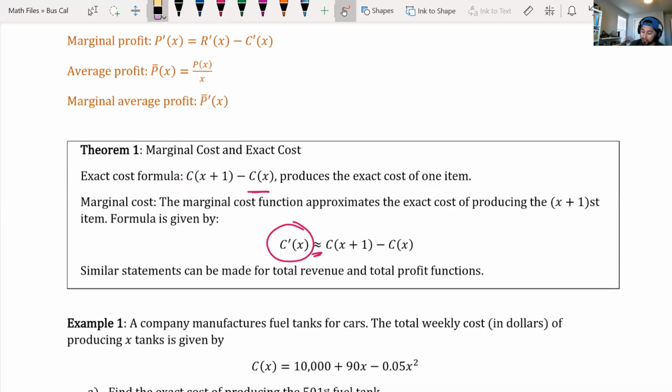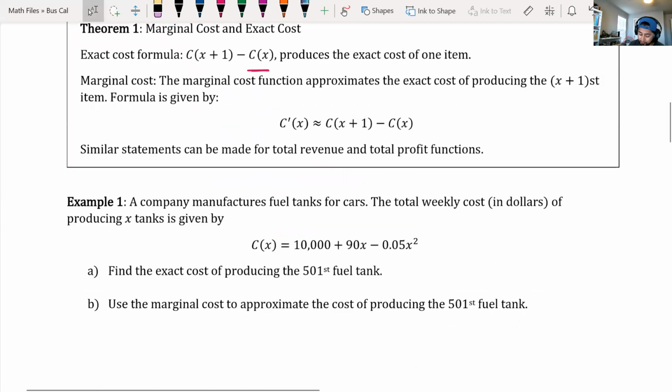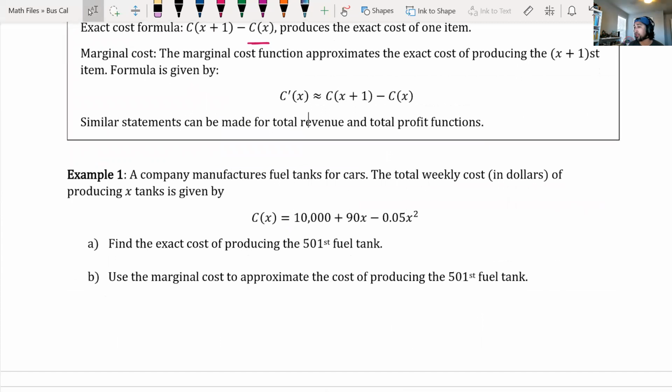Okay, so we just want to practice this marginal cost and exact cost. So with example 1, a company manufactures fuel tanks for cars. The total weekly cost in dollars of producing x tanks is given by C of x equals 10,000 plus 90x minus 0.05x squared. Find the exact cost of producing the 501st fuel tank.